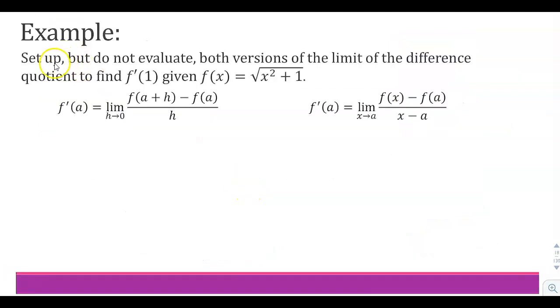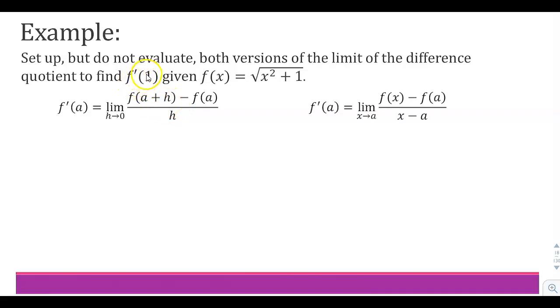In this example, we want to set up but do not evaluate both versions of the limit of a difference quotient to find the derivative f prime of 1, given the function f of x equals the square root of x squared plus 1. So these are the two versions of the limit of a difference quotient, and we're going to make sure we can set both of them up.